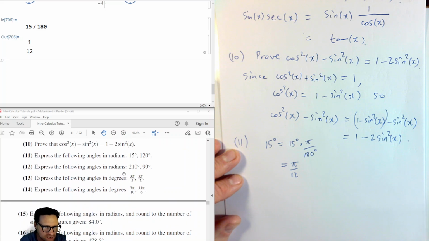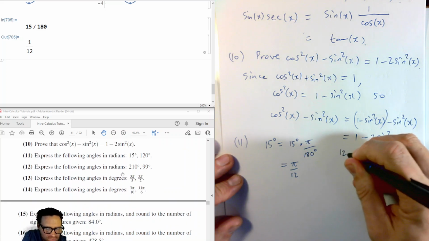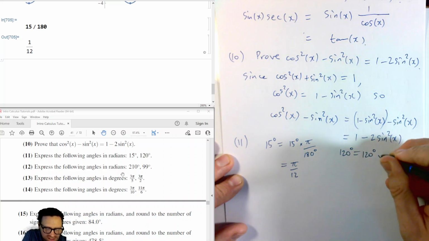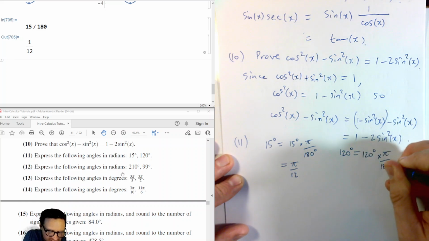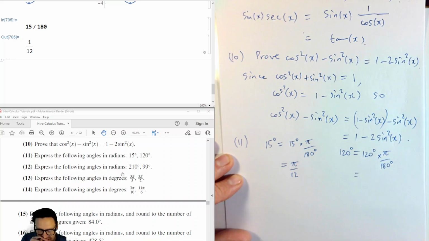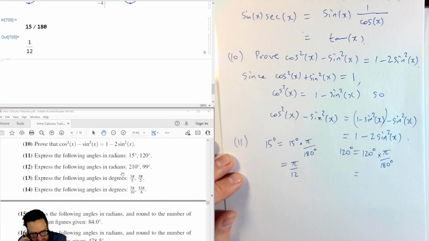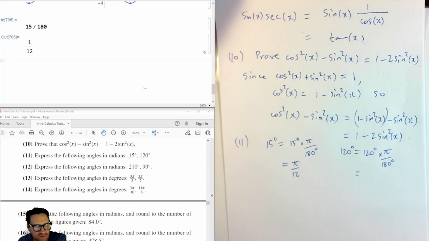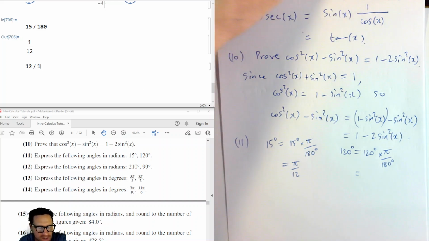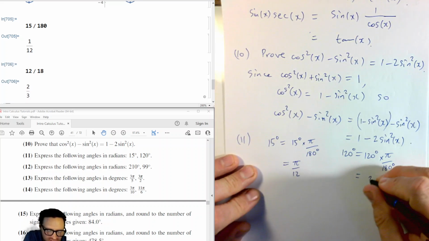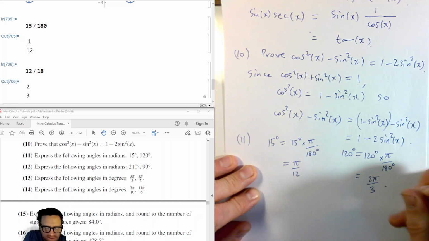Okay, so let's do the same thing with 120. 120 degrees is equal to 120 degrees times pi on 180 degrees. And so canceling the common 10 factor, and there's also a common 3 in there. So 12 over 18 is 2/3. So 2 pi on 3 radians.